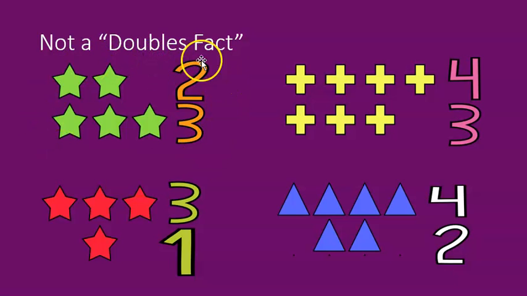Let's look here at this example. You only have 2 stars here in the first row. There are 3 stars in the next row. Therefore, this is not a doubles fact because you have 2 different numbers here, okay?